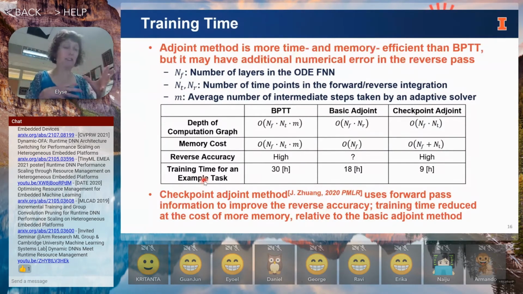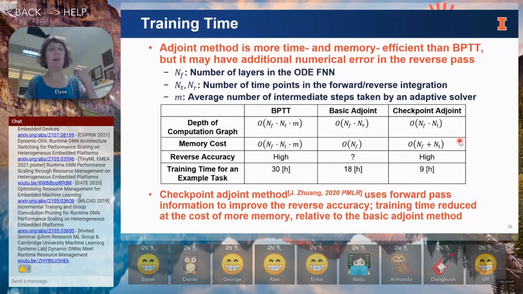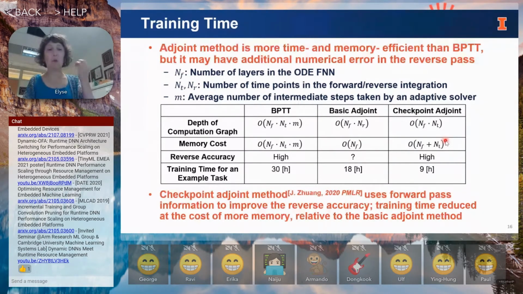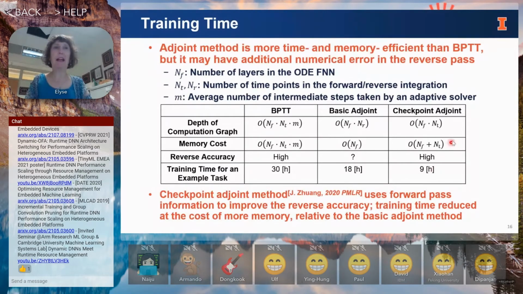So what the authors did is develop a new technique called the checkpoint adjoint technique, where they make use of some of the information from the forward evaluation of the state equation. And they use that for the backward pass where they're solving the adjoint ODE to enhance accuracy. By enhancing accuracy, they reduce training time, as you can see quite dramatically in this example, at the expense of somewhat higher memory requirements than the adjoint method, but still much less memory than BPTT.